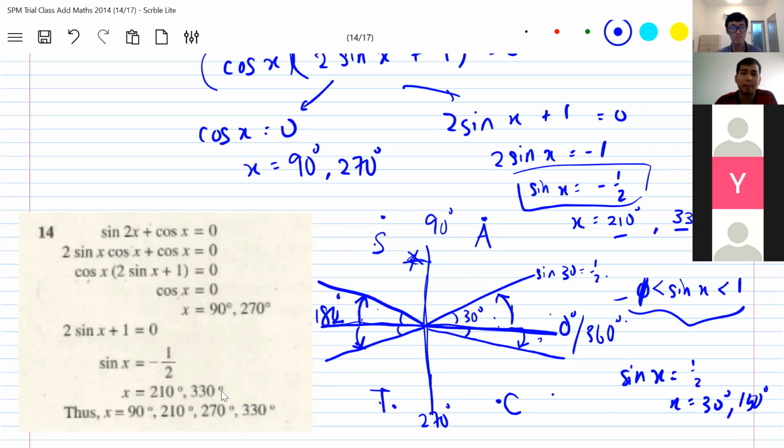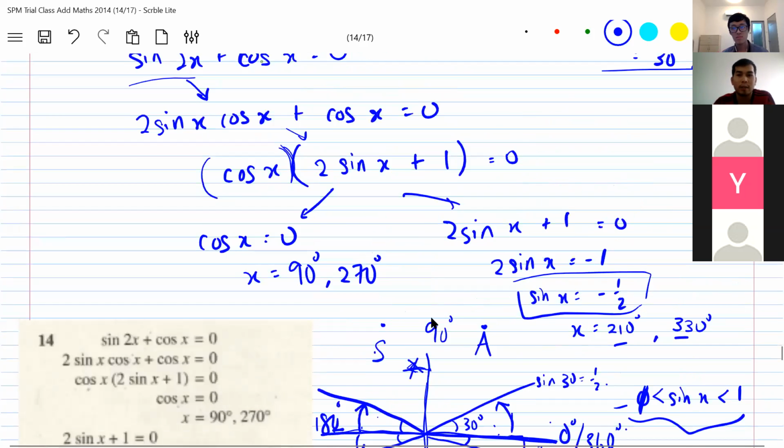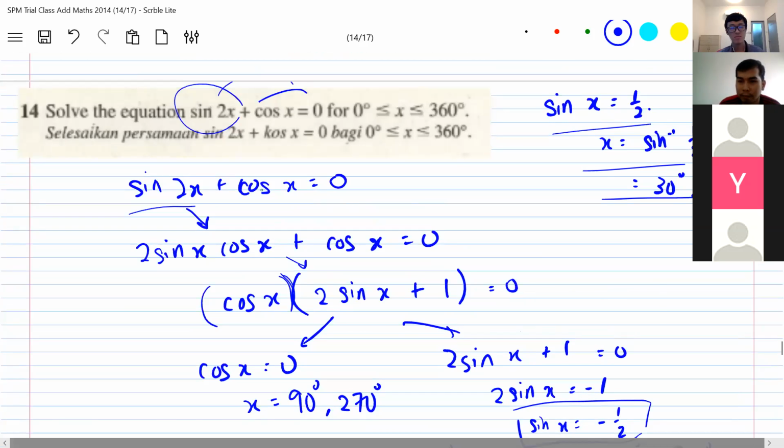So the same thing can happen for cos, right? I do not have enough space, so I'll just draw a small one here. Same things happen for cos. Cos 60 is half, right? So if cos 60 is half, you have two answers. You have 60 degrees, so cos x equals half, x will be 60 degrees.